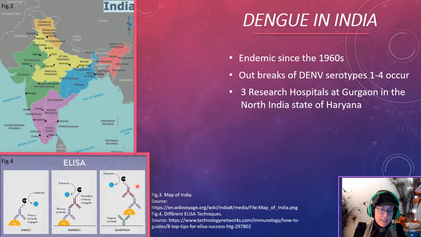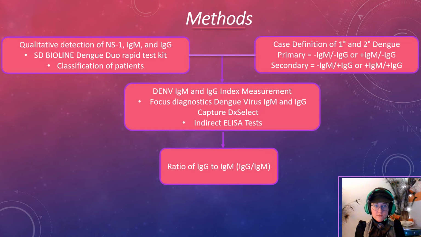From there, the detection antibody will bind to the IgG or IgM, and then the enzyme horseradish peroxidase will bind to the detection antibody. Then the researchers would add a substrate which would interact with the enzyme and form a color change that can be detected under a plate reader. This color change detection would then be used in order to figure out the IgM and IgG ratio.